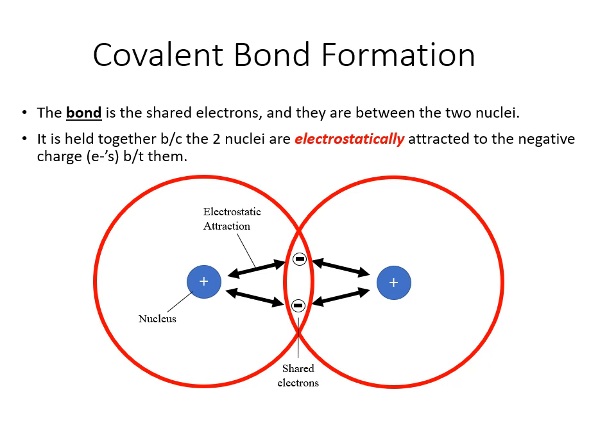So let's look at the formation. The bond itself is shared electrons between the 2 nuclei. It's held together because the 2 nuclei are electrostatically attracted to the negative charges, the electrons, that are between them. So this nucleus here is attracted to both of these electrons. This nucleus over here is as well. There is some nucleus-nucleus repulsion, but the attraction is greater than the repulsion in this case, so they stay together.